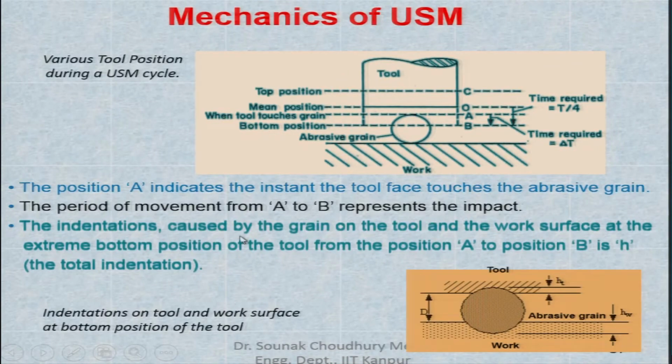The indentations caused by the grain on the tool and the work surface at the extreme bottom position of the tool, from position A to position B, is H. So this position from here to here, the bottom position, is H. This will be the indentation. This much indentation is made when the tool is moving from A to B, and this is the bottom position. Let us say this is H.